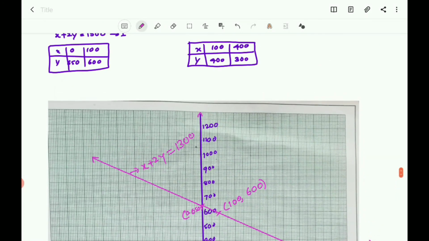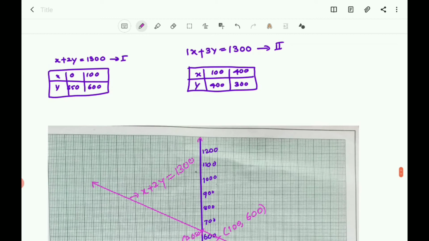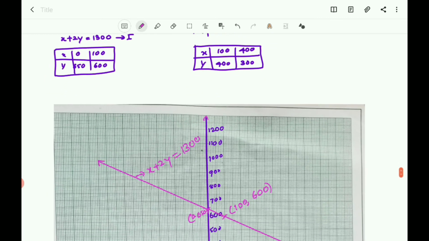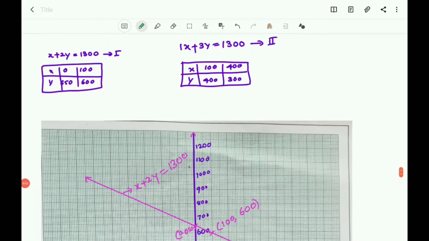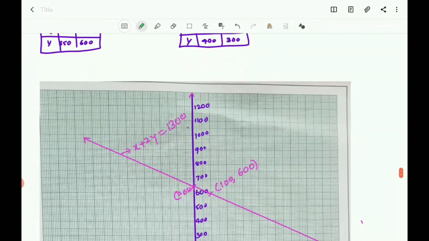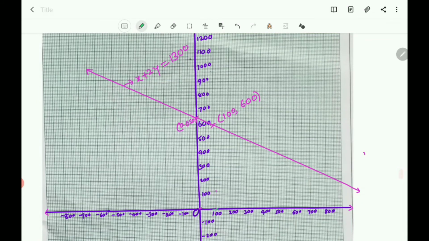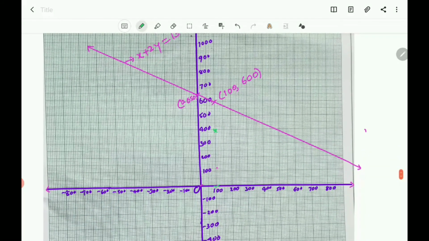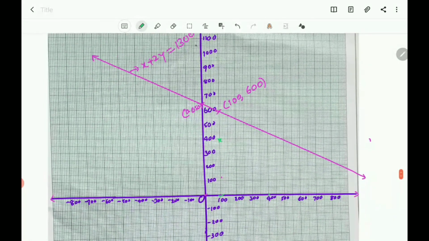Now let us draw the second graph, that is, let us represent x plus 3y is equal to 1300 graphically. See the solutions: 100, 400 and 400, 300. The first solution is 100, 400. Here 100 is x and 400 is y, so the point will be here. Next one, 400, 300: for x it is 400 and the y value is 300. So these two are the solutions, and join them.